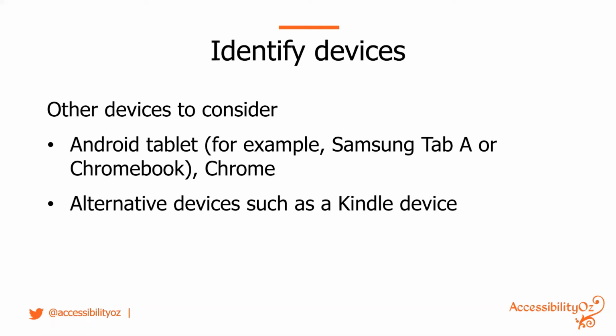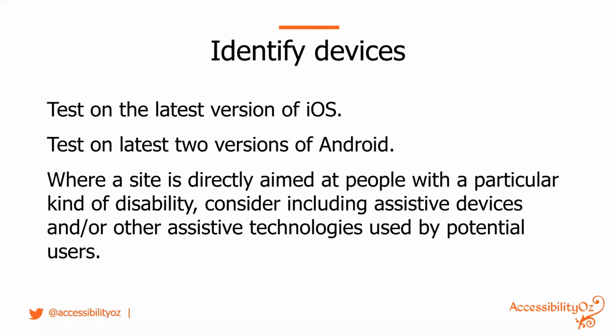So other devices, as I said, Android tablet, and things like Kindle. If you're testing an EPUB or something like that, that's going to use a specific device, then make sure you test on that device. You should test on the latest version of iOS and test on the latest 2 versions of Android. And where a site is directly aimed at a person with a particular kind of disability, consider including those assistive devices and assistive technologies that are used by potential users. So if it's a site about Switch users, then make sure you have some Switch user testing done.